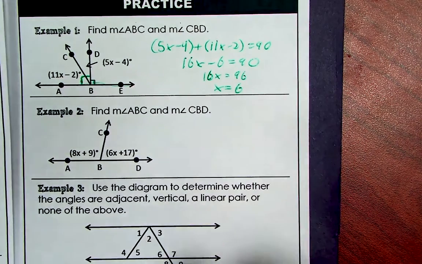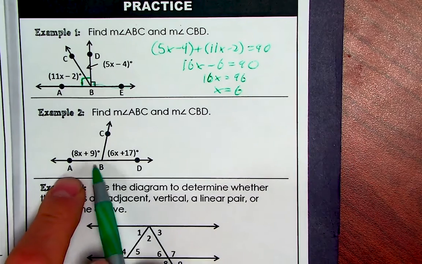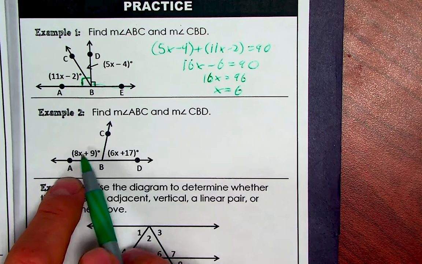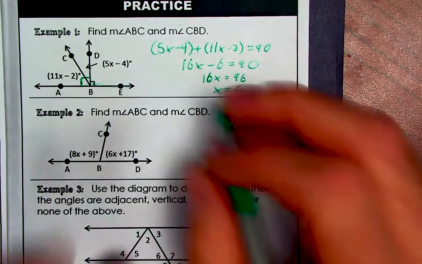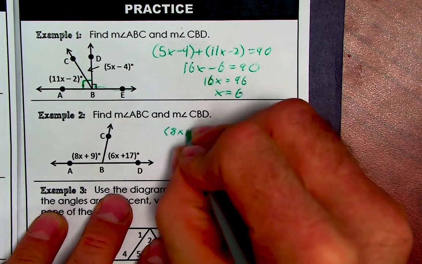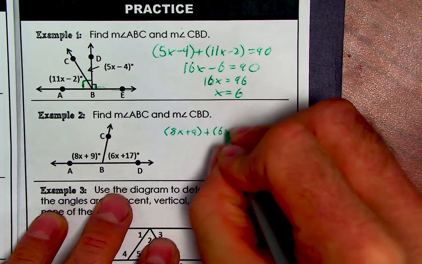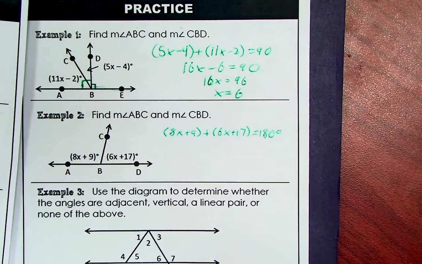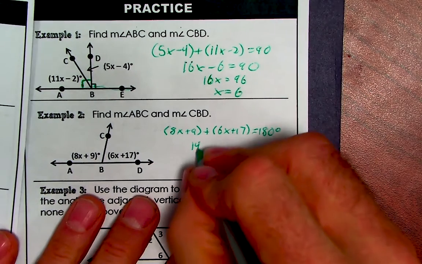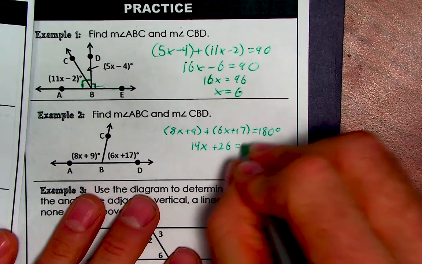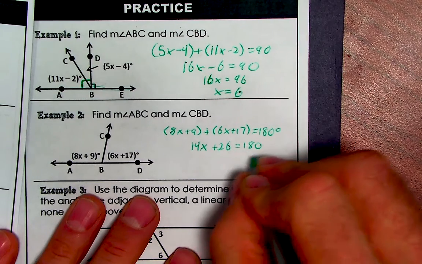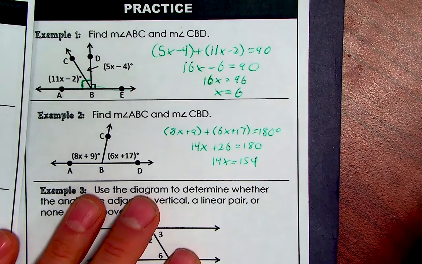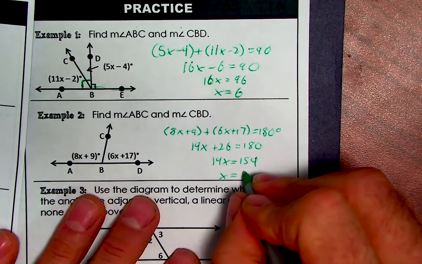All right, so for this next example, we've got a linear pair, right? CBD and CBA form a straight line. Okay, so they're a linear pair. That means they're also supplementary. So we can say that 8x plus 9 plus 6x plus 17 together form 180 degrees. Okay, so we have 14x plus 26 is 180. Take the 26 from both sides, and you have 14x equals 154. So x is 11.